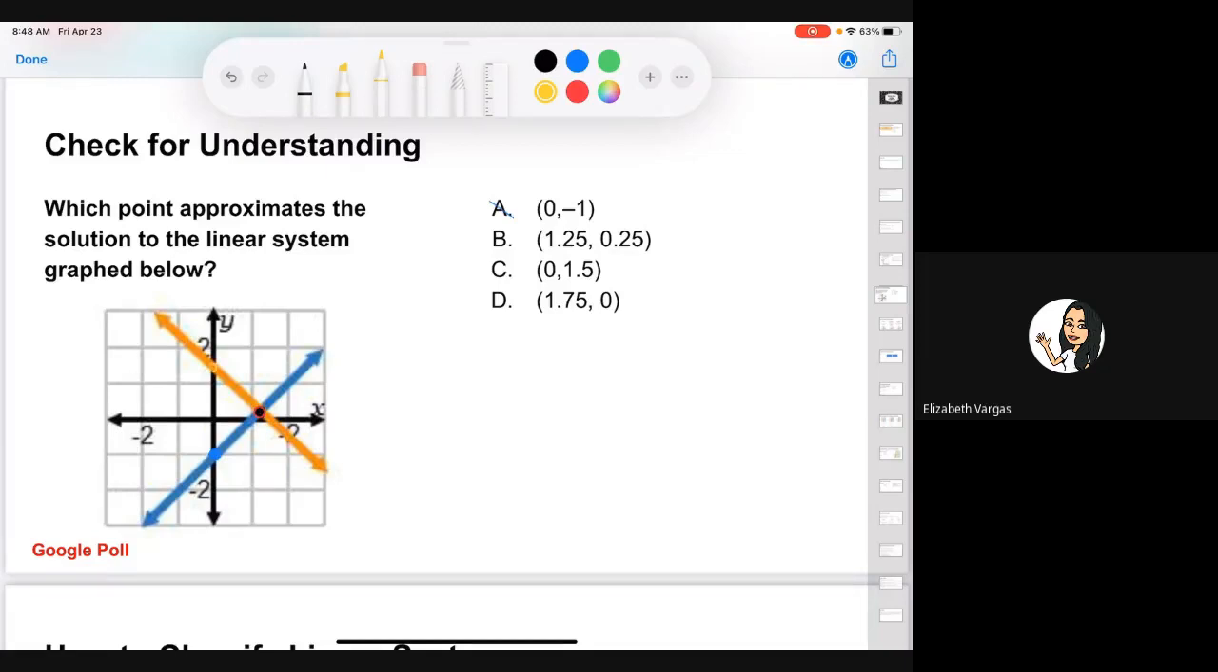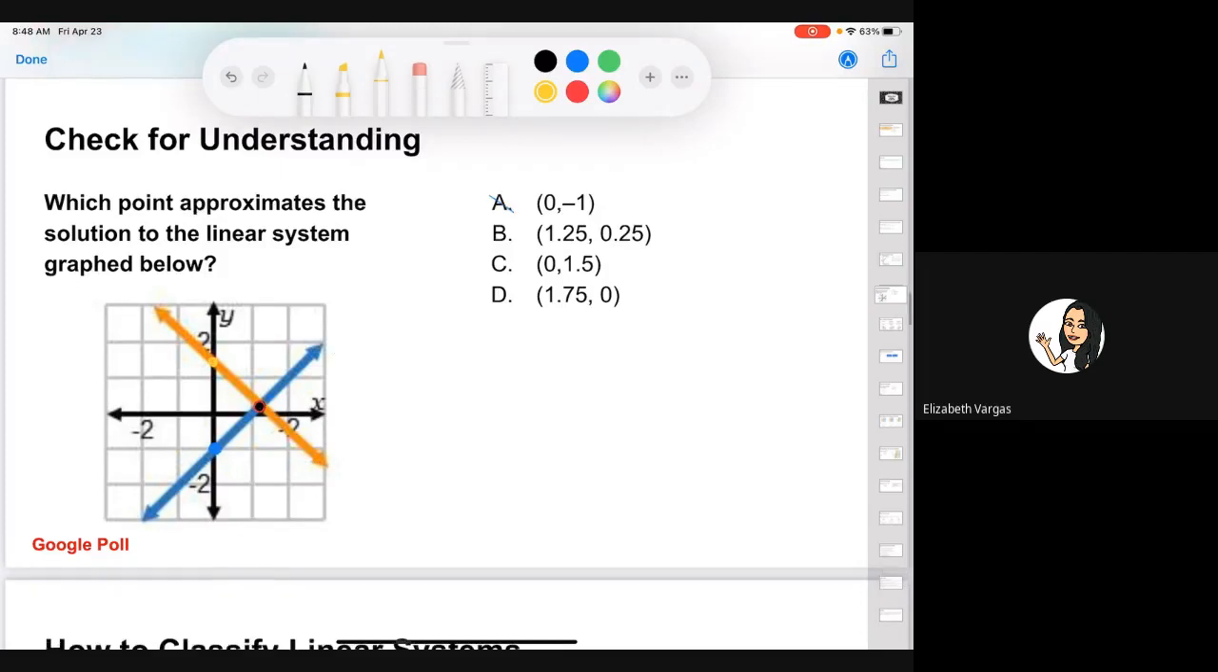Yeah, I would say that's approximately right there. But again, that's not my point of intersection. And lastly, 1.75 and 0. I would say that's approximately right here. And again, that's not my point of intersection. My point of intersection would therefore be better approximated at B, 1.25 and 0.25. Okay?